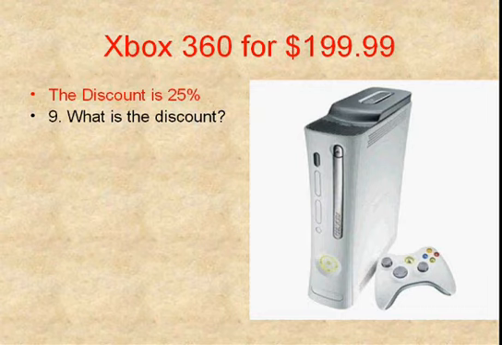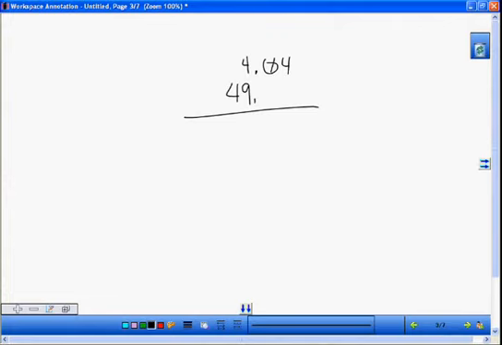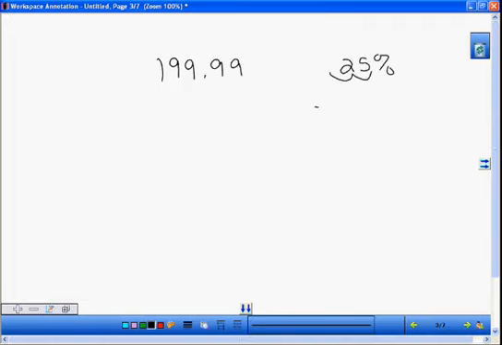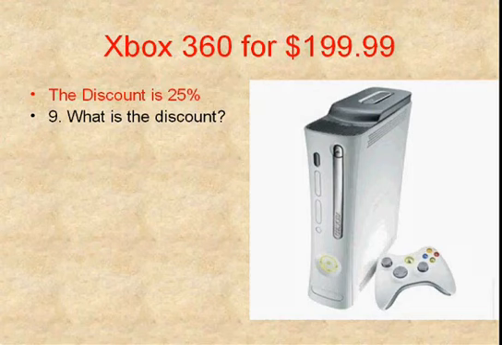Next question. The Xbox 360 for $199.99. The discount is 25%. What is the discount? Go ahead and hit pause and work this out. Okay, so you took your $199.99 and you multiplied it by your discount of 25%, but you had to change it to a decimal first. Okay, when we did our multiplication, we got $50, so that is the discount.